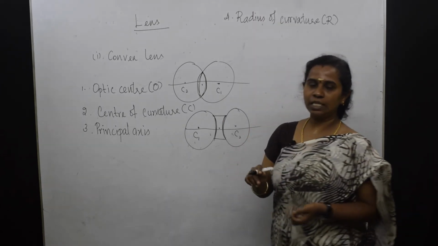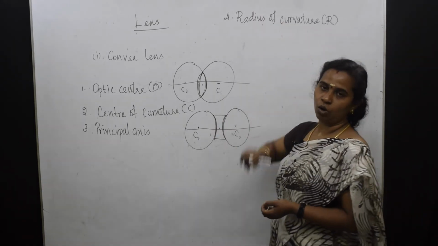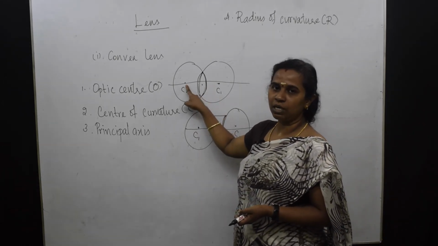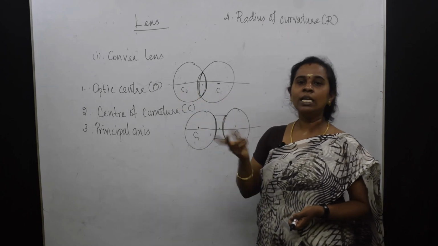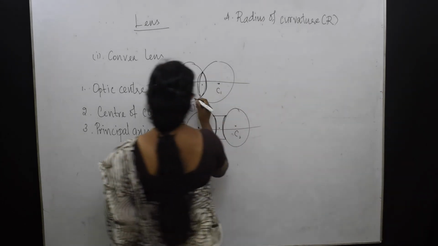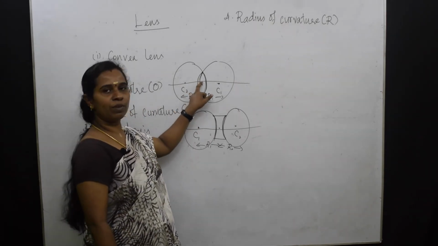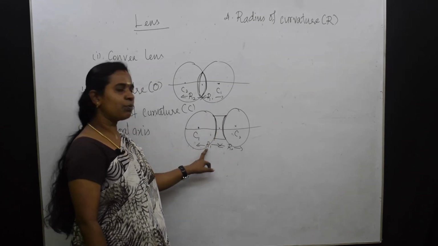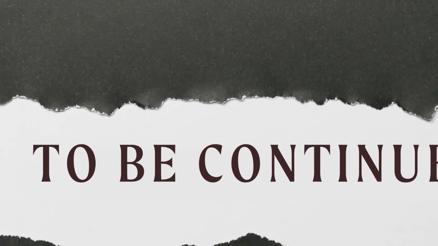Next is the radius of curvature, represented by the symbol capital R. Each lens has two radii of curvature. It is nothing but the distance between the optic center and the center of curvature. Each lens has two radii of curvature. For the convex lens, this is R1 and this is R2. For the concave lens, the first one is R1 and the next one is R2.